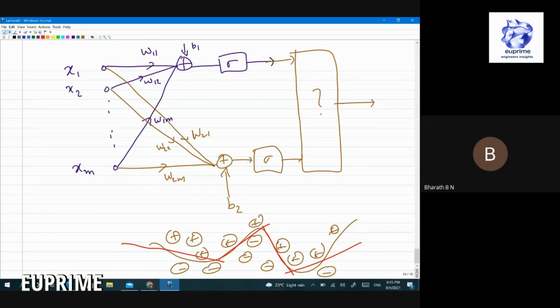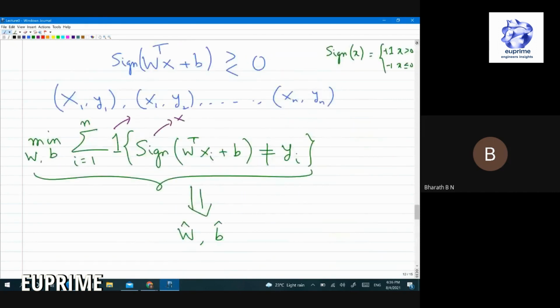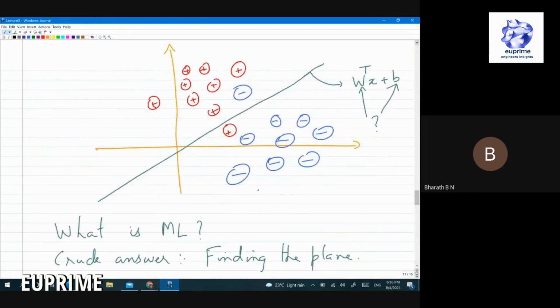So somebody is asking, please explain perceptron. So essentially, the idea is this. I'll quickly go over it. If you have this kind of a situation, a hyperplane will separate the two. So what is a hyperplane? It's like ax plus by plus cz plus d, right? So that is the equation of a hyperplane.